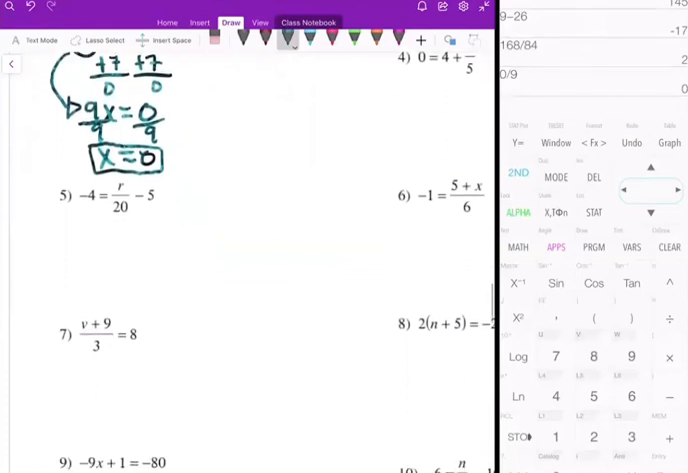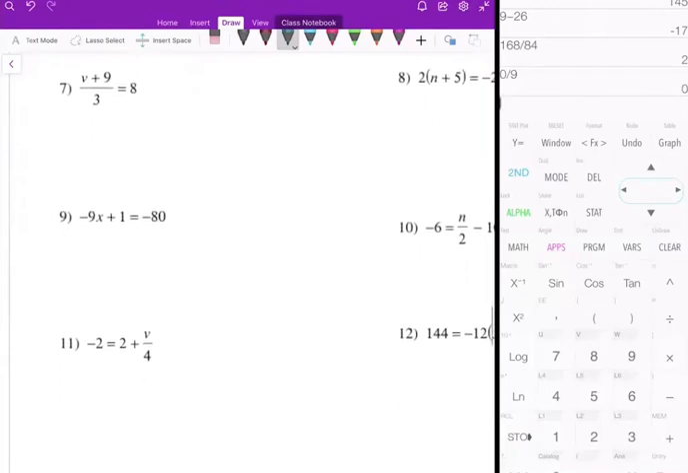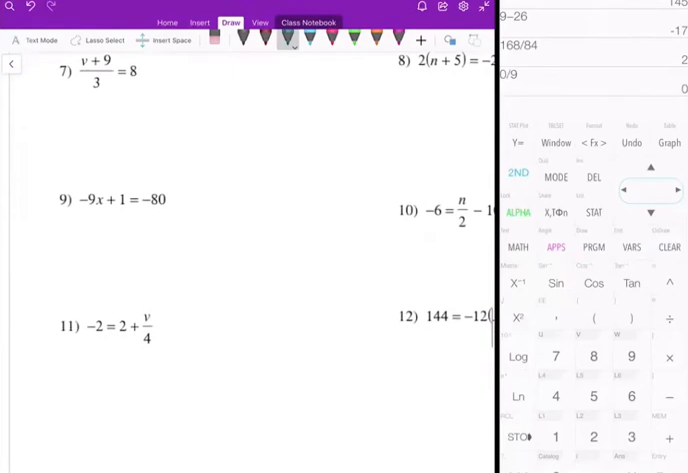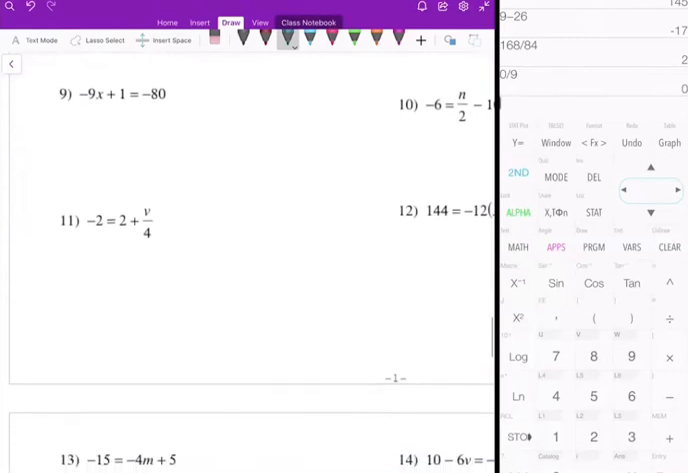Let's do one with big numbers. Hopefully we get it right. Let's do 9. All right, so again, number 9, we're going to isolate the variable. So I have to give -1 to both sides. 1 minus 1 is 0. -80 minus 1 is -81. When you have the same signs, when this is negative and this is negative, it just makes a bigger negative. So it's going to be -81.